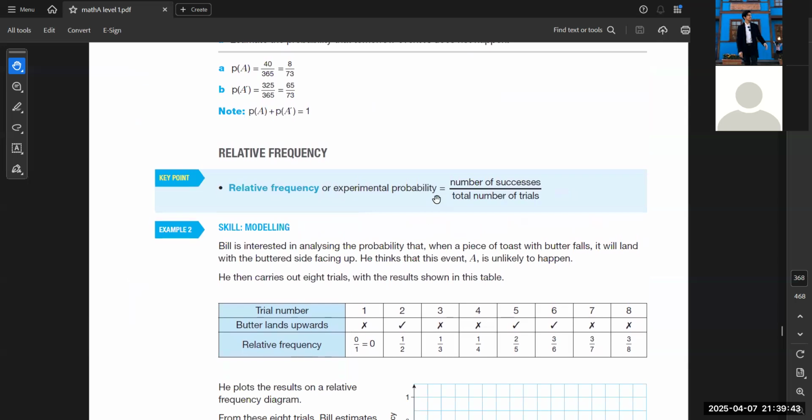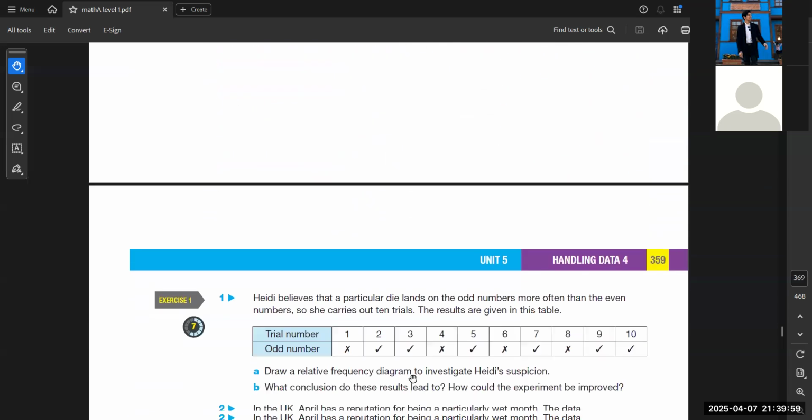Next up, experimental probability is also called relative frequency. Don't get thrown off by that wording. It means the same thing. Either way, the number of successes divided by the total number of times you tried is the experimental probability or the relative frequency.